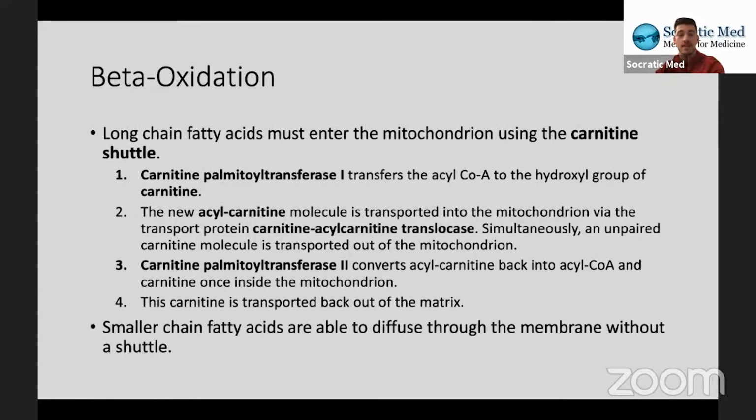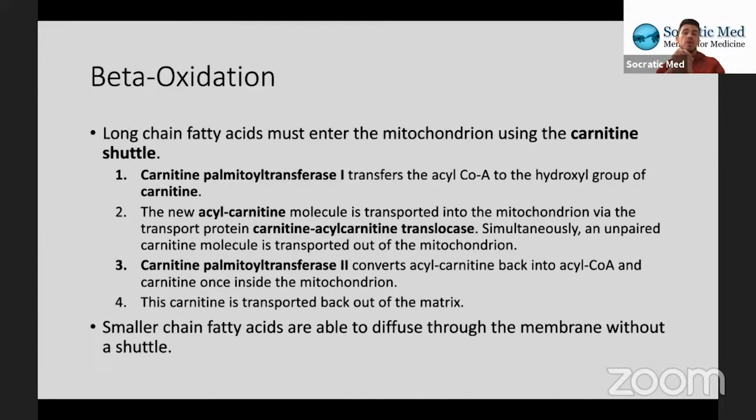The first step: carnitine palmitoyl transferase 1 transfers the acyl-CoA to the hydroxyl group of the carnitine. So we have a carnitine molecule, we're taking the acyl-CoA molecule that we're interested in, and attaching it to carnitine, specifically on the hydroxyl group.